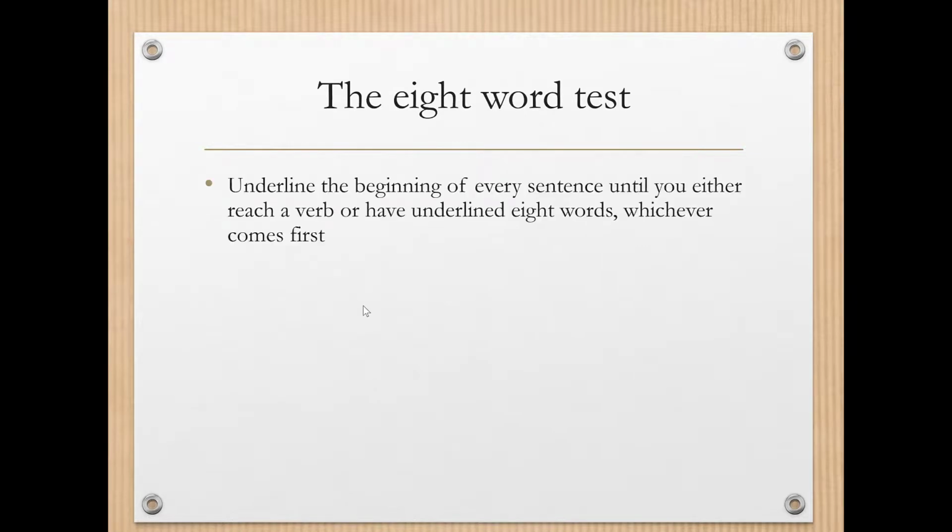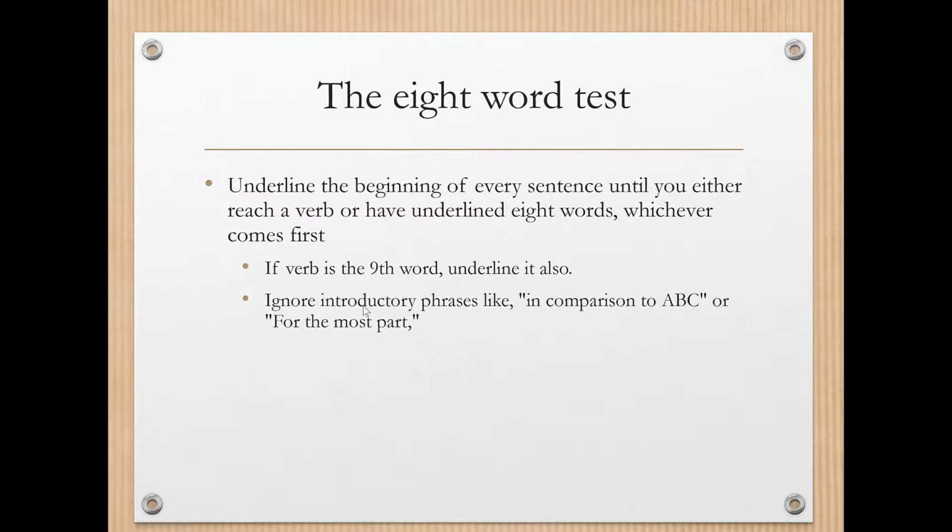Well, this is how we use this 8-word test, at least. Go to the beginning of each sentence in your paragraph. Underline the beginning of that sentence until you either reach a verb or have underlined 8 words, whichever comes first. If the verb is the 9th word, underline that also. You're going to ignore introductory phrases like in comparison to XYZ or for the most part. These are adverbs that start sentences that connect with prior sentences. So we're going to put those to one side and not include them in the 8-word test.